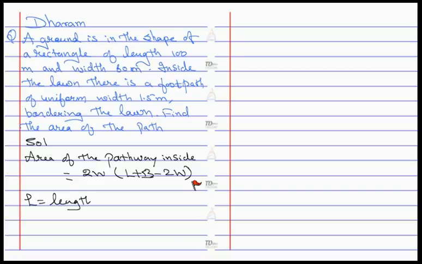Therefore, putting down the respective values, we get the required area A = 2 × 1.5 × (100 + 80 - 2 × 1.5), which on simplification gives the result as 531 square meters.